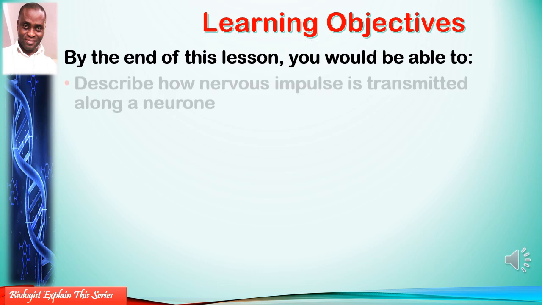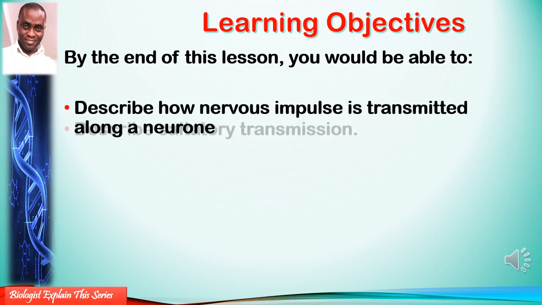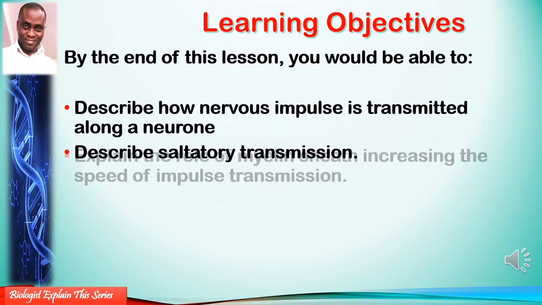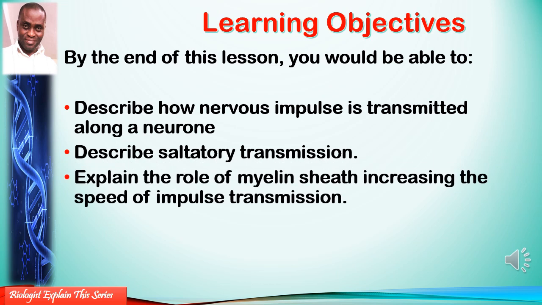Let's look at our learning objectives for this lesson. At the end of this lesson, you will be able to describe how a nervous impulse is transmitted along a neuron, describe the meaning of saltatory transmission, and explain the role of the myelin sheath in increasing the speed of impulse transmission.